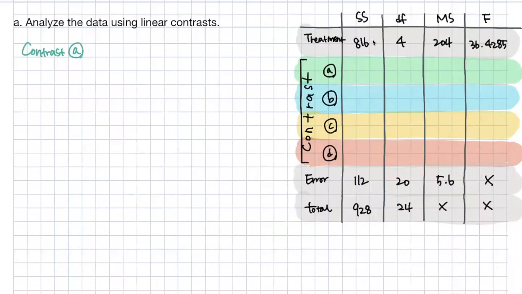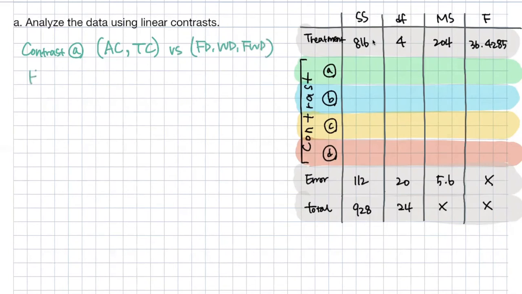Let's solve letter A. Analyze the data using the linear contrasts. On the right table, highlighted with the gray color, is the regular ANOVA table. We already completed this ANOVA table in the first part of this video. So I'm going to show you how to do it with contrast A. Let's recall that contrast A was comparing the control group and treatment group versus the food deprived, water deprived, and food-water deprived groups.